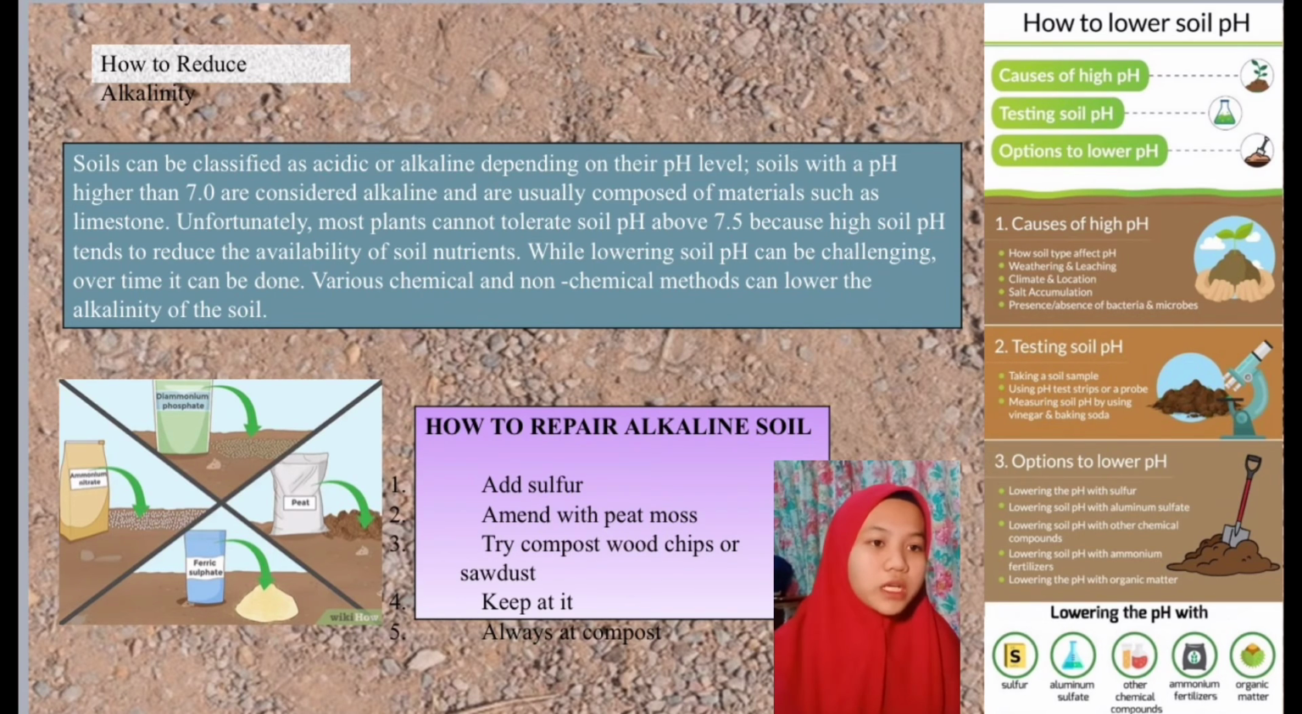How to repair alkaline soil? First, add sulfur. Second, amend with peat moss. Third, try compost, wood chips or sawdust. Fourth, keep at it. Fifth, always add compost.